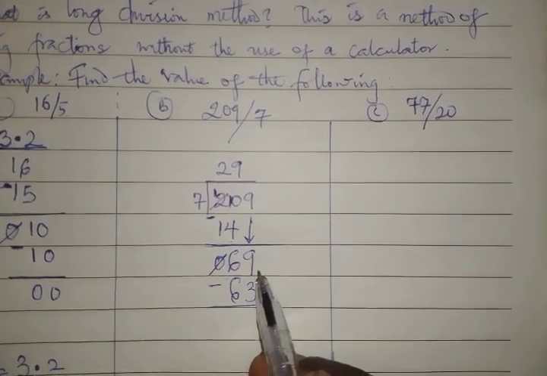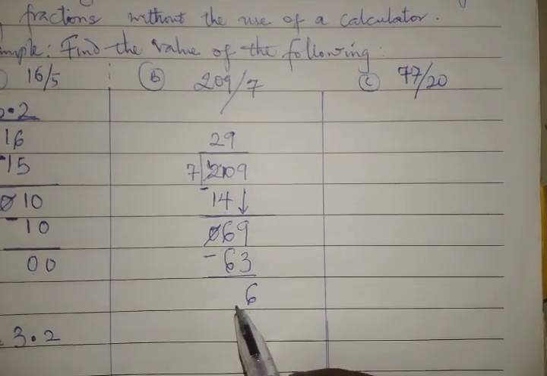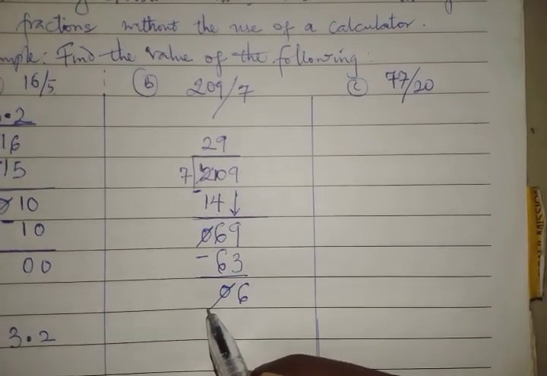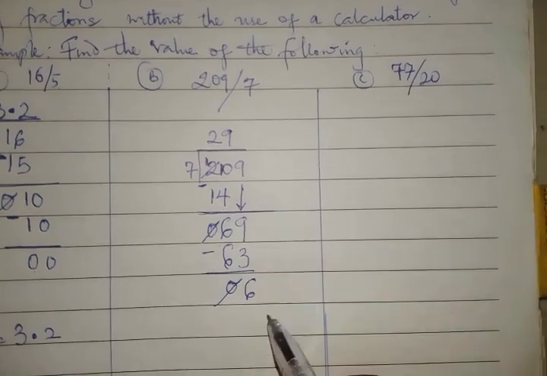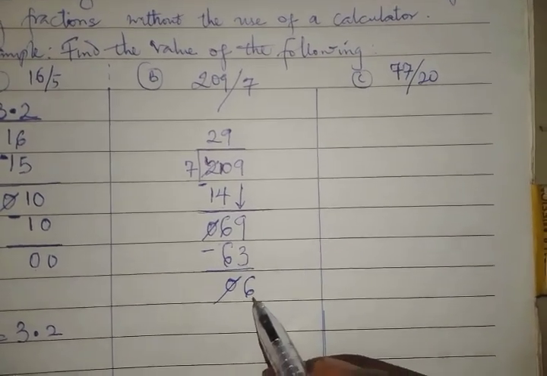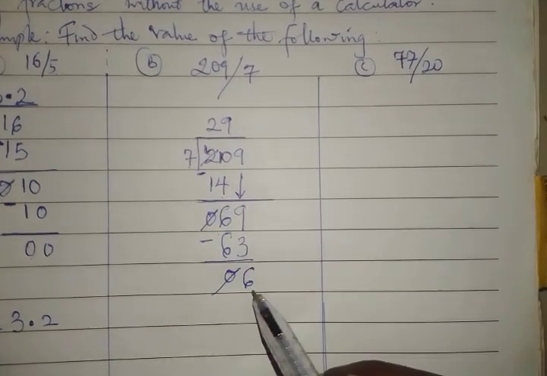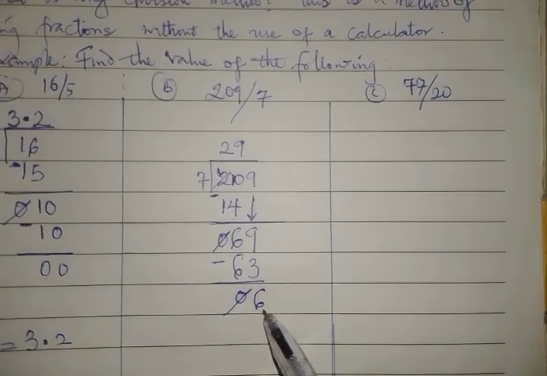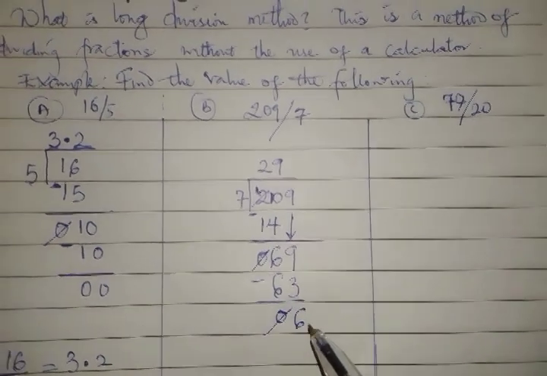Subtract. Put the barricade. 9 subtract 3 is 6. 6 subtract 6 is 0. Slash. Are you seeing it now? Now there is nothing to bring down. We're just left with 6. Now, can 7 go in 6? Uh-oh. That's not possible. So what do you do in this case?